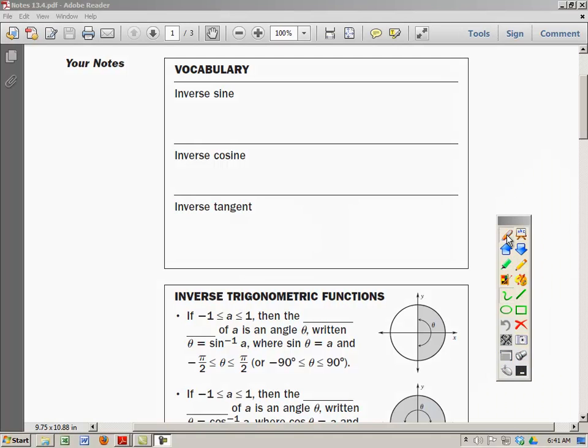All right, we're going to define a couple of things here in section 13.4. In section 13.4, we start talking about the idea of the inverse sine, the inverse cosine, and the inverse tangent. Now, all three of these basically say I give you some number, whether it's a decimal or a radical expression or whatever, and I ask you, for example, the inverse sine of the square root of 2 over 2. All right, and the inverse sine of the square root of 2 over 2 basically says this: what angle did I take the sine of and get the square root of 2 over 2?